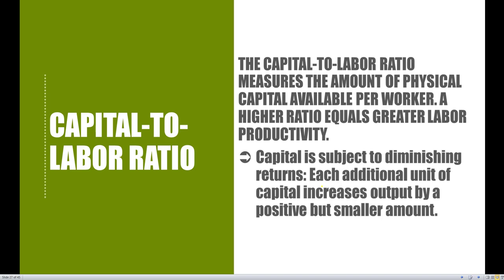And what happens if I give you a third computer? You probably wouldn't even use that computer at all. So here, this is once again just the idea of capital, the physical capital, being subject to diminishing returns. So that tells us that in areas where there is a relatively low capital to labor ratio, they're going to be benefiting the most from an additional piece of capital.